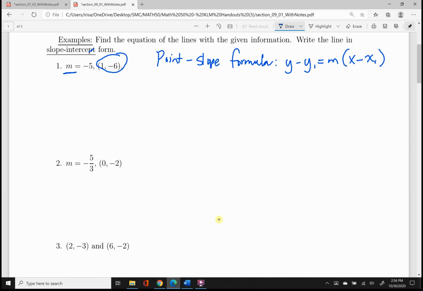Okay, so go ahead and for this particular one, plug in this is your x1, y1, and plug it in. So that'll be y minus, what's y1? It's -6, equals m, which is -5, times the quantity x minus x1, which is a 1. Cool. So we just need to do some algebraic manipulation in order to get it into that slope-intercept form, which is basically solve for y.